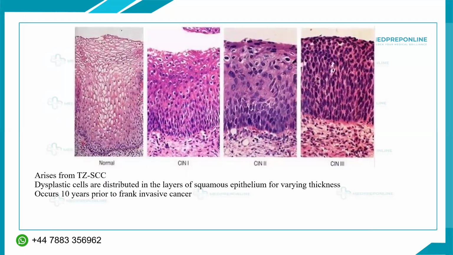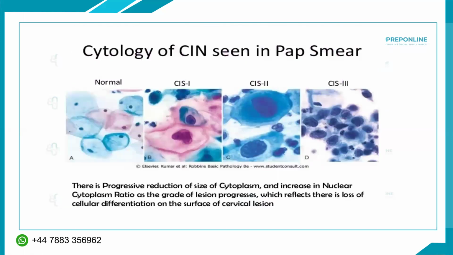Now, coming to the progression, we saw how a normal epithelium looks like. We can see all of the cells which are normal, even including the basal cells. Now, SIN1, you can see only the lower one third of the basal epithelium is involved. In SIN2, you can see almost up to 75%, and SIN3 is right up to the topmost part of the epithelium. So this arises from the transformation zone, which is the squamocolumnar junction, and the dysplastic cells are distributed in the layers of squamous epithelium for varying thickness, which occurs almost 10 years prior to this entire process. It takes around 10 to 20 years prior to the invasive cancer.